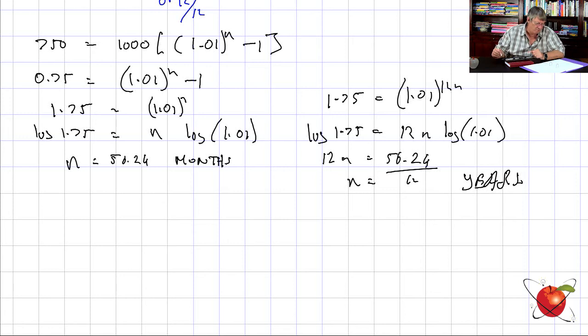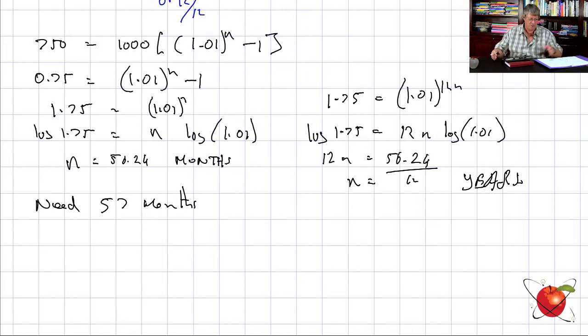Now, therefore, that's 4.6 years. So basically, because we haven't answered the question, we need 57 months in order for it to get to where we want to.